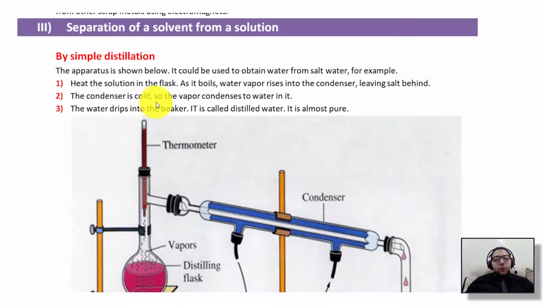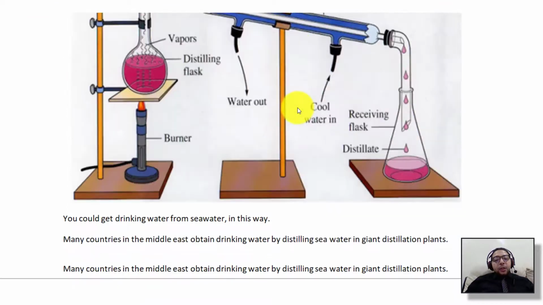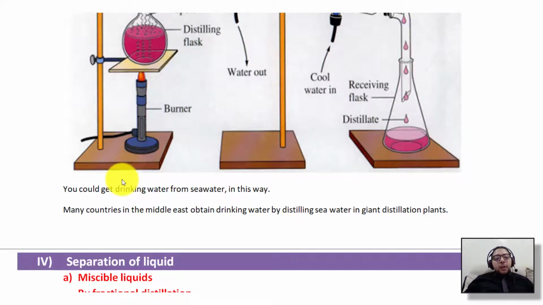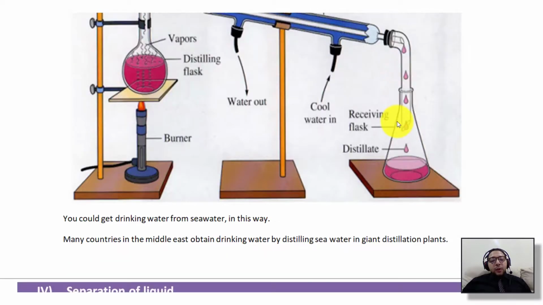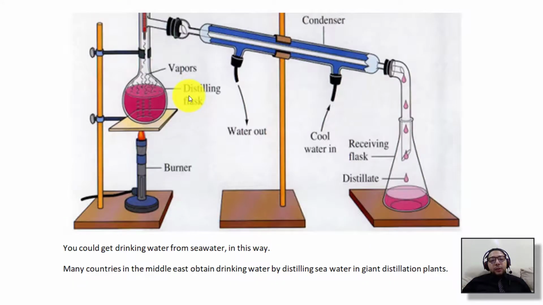The condenser is cold, so the vapor condenses to water in it. The water drips into the beaker. It is called distilled water, or the purest form of water. You could get drinking water from seawater in this way, because seawater has salt and water. So the water evaporates, leaves the salt behind, and then it cools down to change from water vapor into a liquid. This is how the countries in the Middle East can obtain water from salty water.